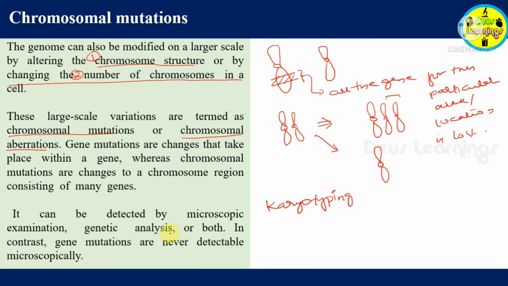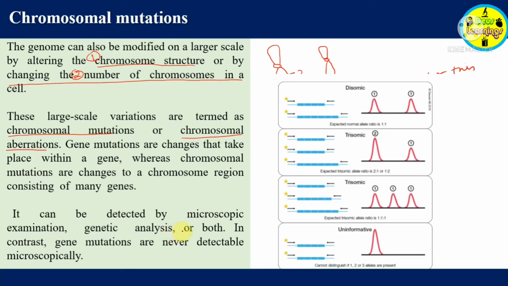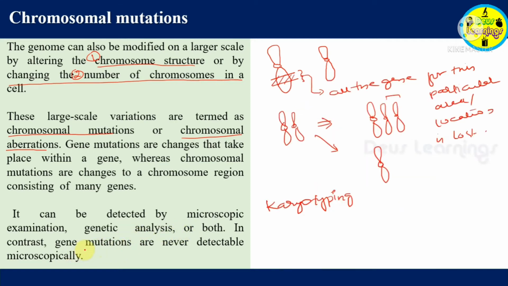Genetic analysis will let you know whether a particular sequence of genes is available or lost. In contrast, gene mutations are never detectable microscopically, because they are generally a point mutation, just a one nucleotide change. How can you see a nucleotide change using a microscope, whereas the length or the number of chromosomes you can see using a microscope, right? So gene mutation is very hard to detect using a microscope.